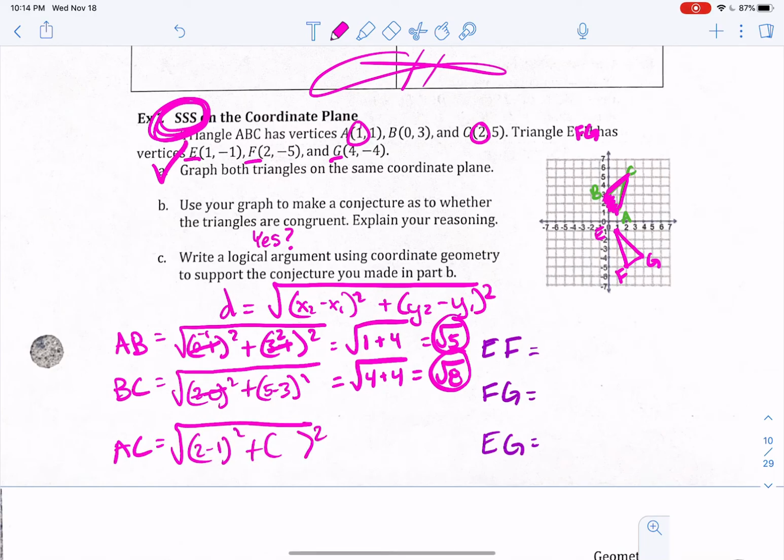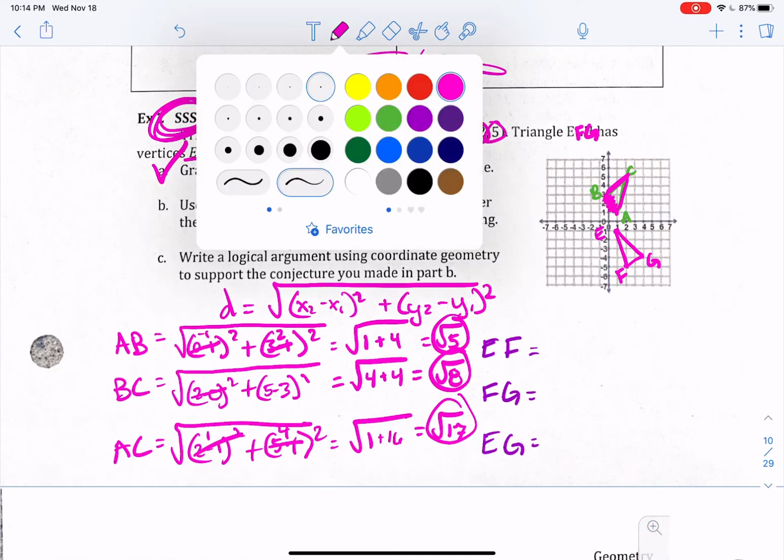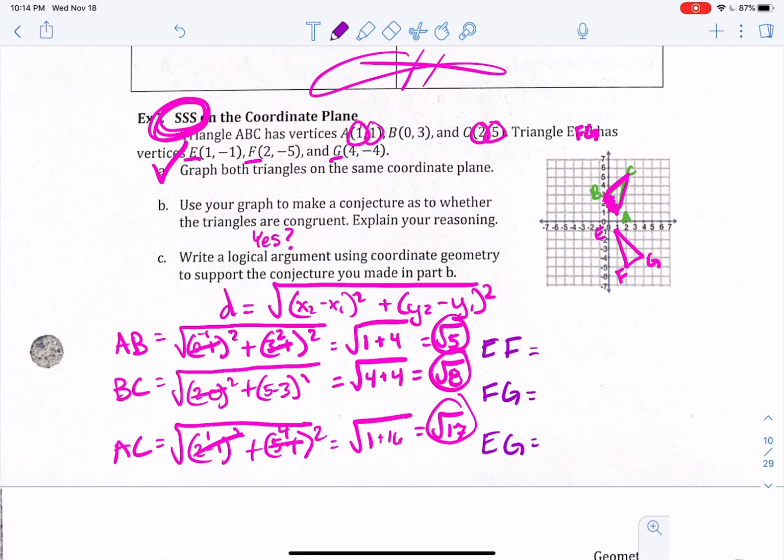2 minus 1. Then I do 5 minus 1. So 2 minus 1 squared, that's 1 squared, which is just 1. 5 minus 1 is 4, and 4 squared is 16. So this is the square root of 17. Okay? All right. Now, let's do EF, FG, and EG.